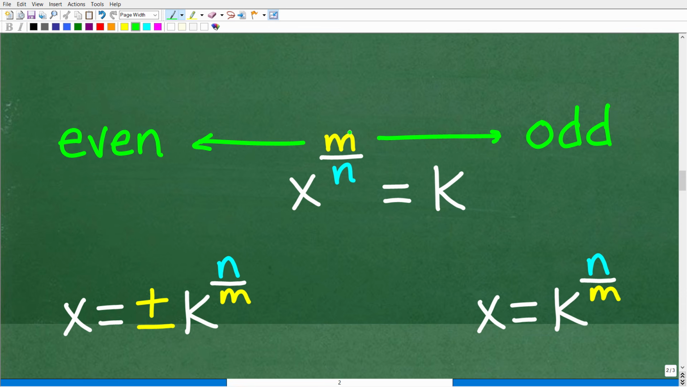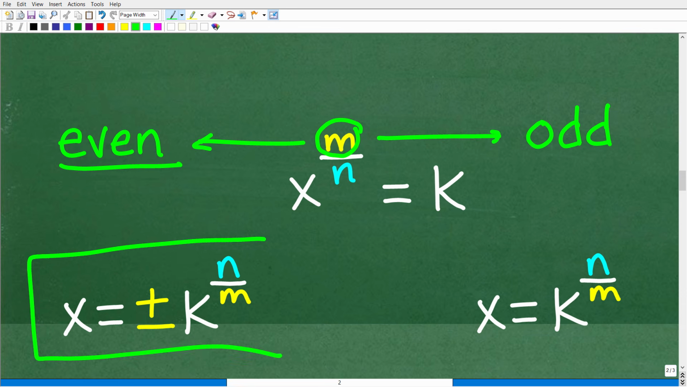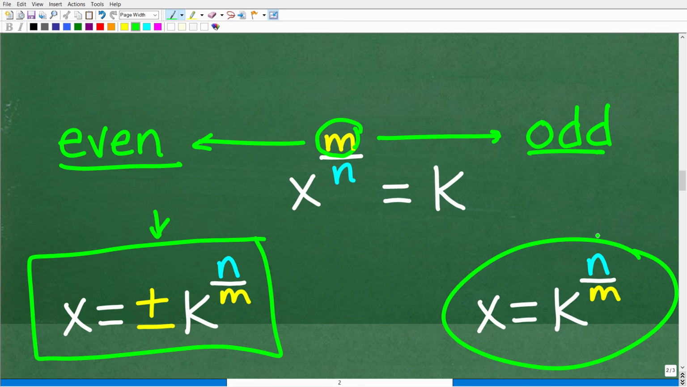If m, the numerator of our rational exponent, is even, our answer is going to be positive and negative. Just keep this in mind, and when you look at other examples, you'll see how this comes into play. You can think of x squared and x to the third power, those examples that we looked at earlier. Again, you can have positive and negative roots, or you can just have positive roots. If our m, this numerator, is an odd number, you're only going to have a positive root. So x is equal to k to the n over m.